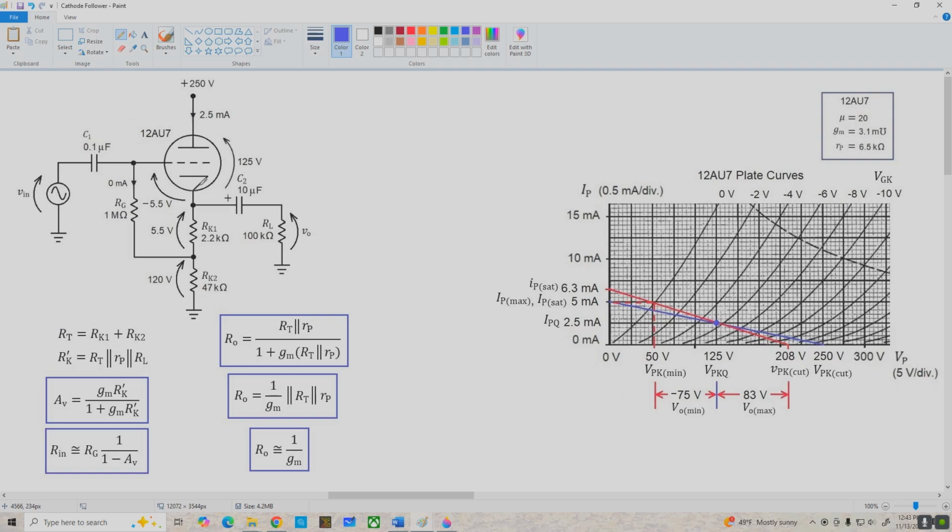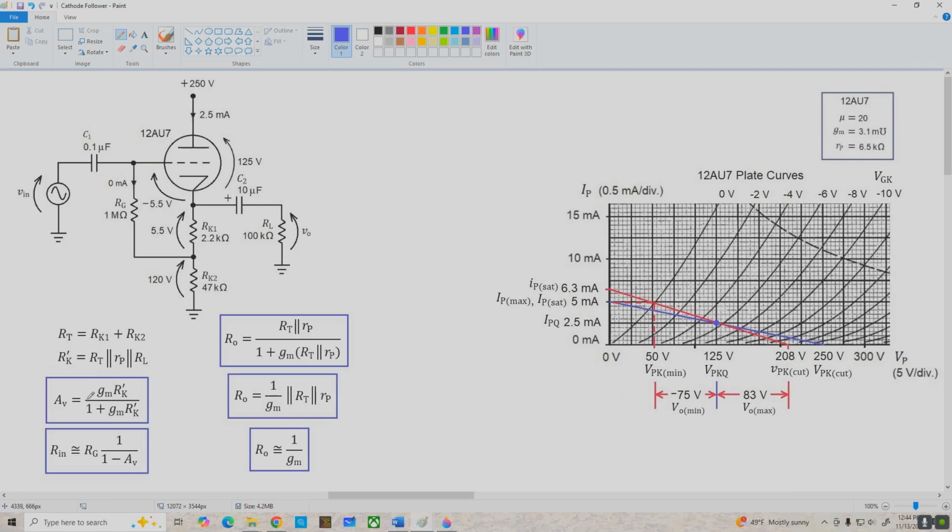R sub T is the total DC resistance looking out the cathode, RK1 plus RK2, and R prime K is the total small signal cathode resistance. That would be RK1 plus RK2 in parallel with RL and in parallel with the dynamic plate resistance as well. So let's start with our voltage gain equation.